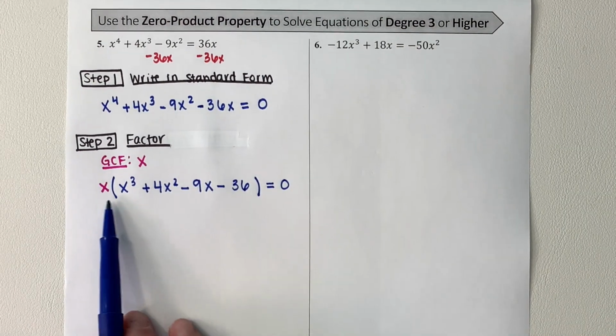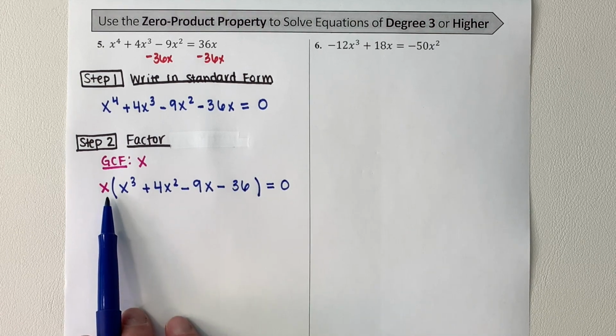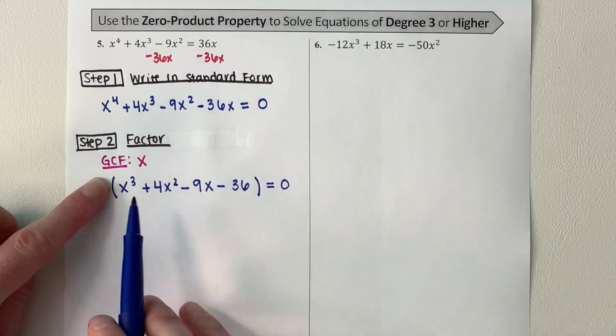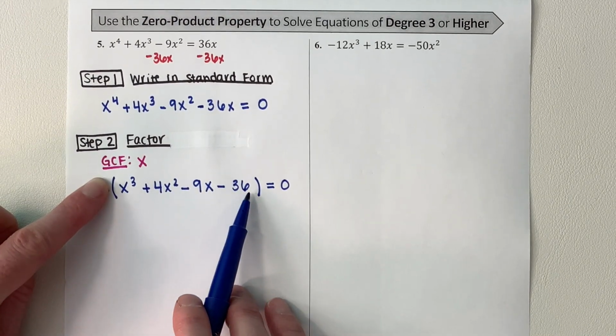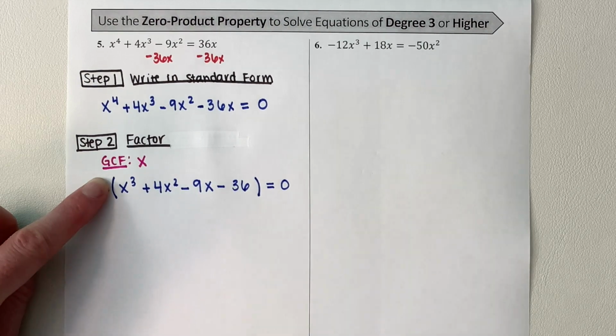Now that we've factored out the GCF, we want to make sure to include the GCF in our final factored form, but we can ignore the GCF just for the time being as we focus on factoring this expression here. Notice this expression here has 1, 2, 3, 4 terms. We learned that in order to factor expressions involving 4 terms, we must factor by grouping.